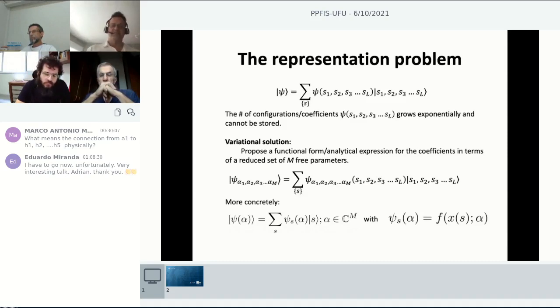So suppose that we can propose a functional form for this psi. So this psi now is a function of the configuration, and maybe it's a simple function. Maybe it's a function depending only on m free parameters. And in that case, this psi will be a function of these m parameters alpha, and this will be a function that for each value of alpha will give me a different wave function, right? And the idea would be now to basically find the best alphas, or the best set of parameters alpha that approximate the actual exact wave function that I'm looking for.